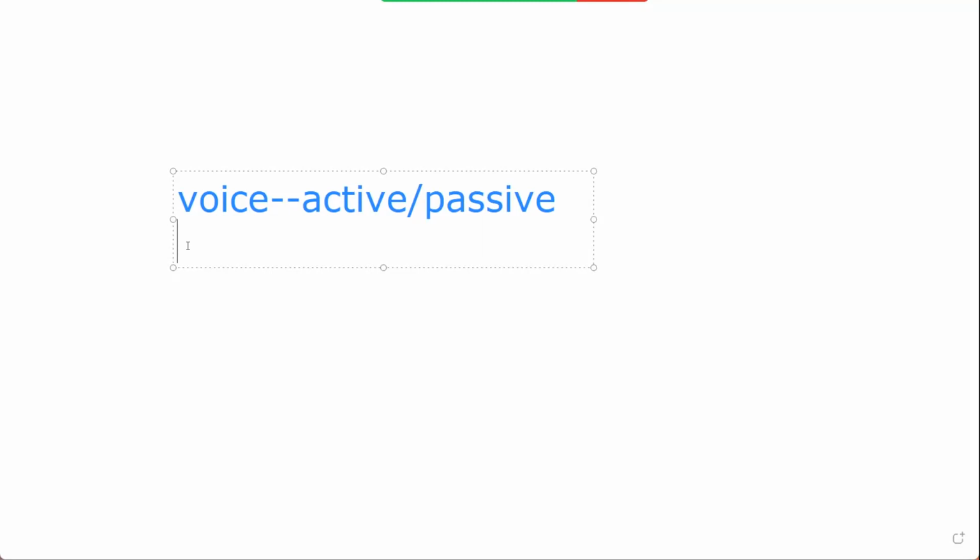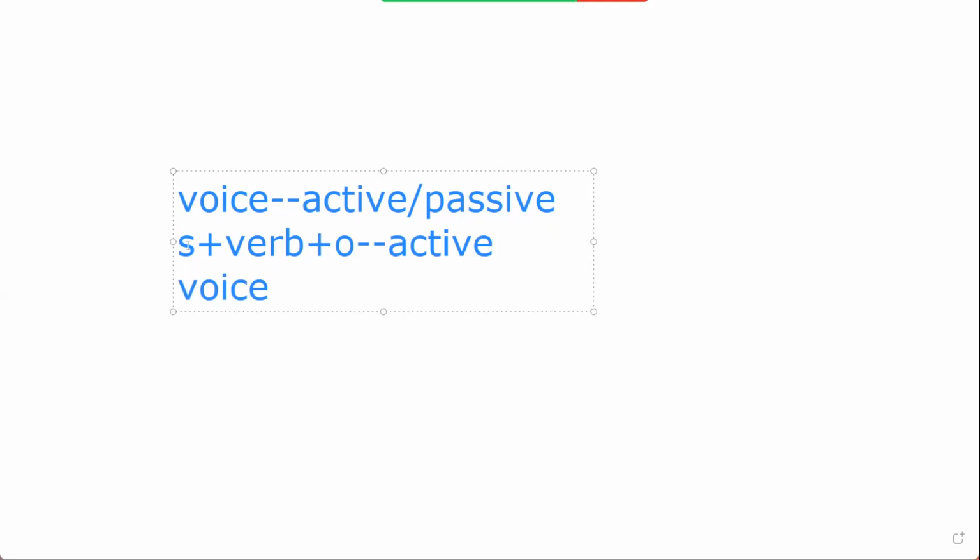Like in present indefinite, subject plus V1 plus object. Subject plus verb. Okay, verb changes according to the tenses. Yes, ma'am. Then plus object. So this is the structure of an active voice. Okay, this is the structure of an active voice.